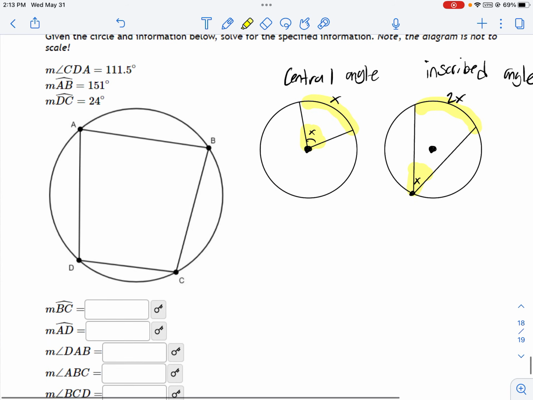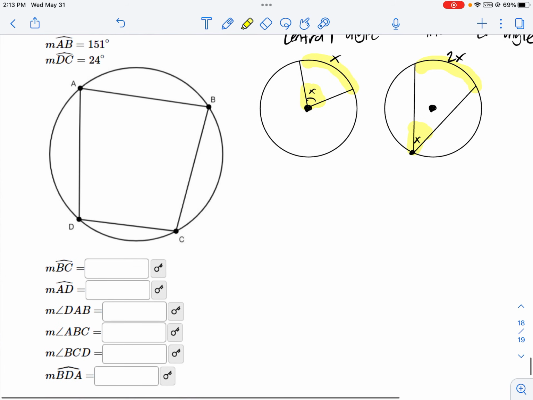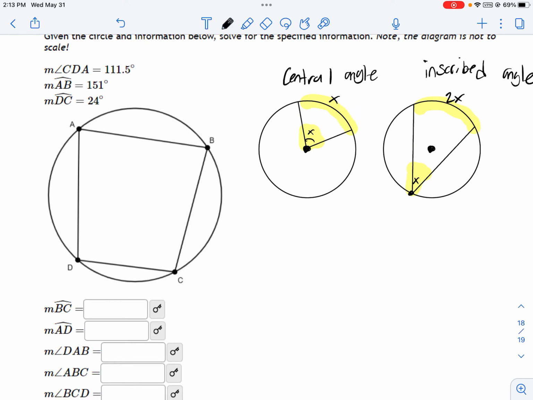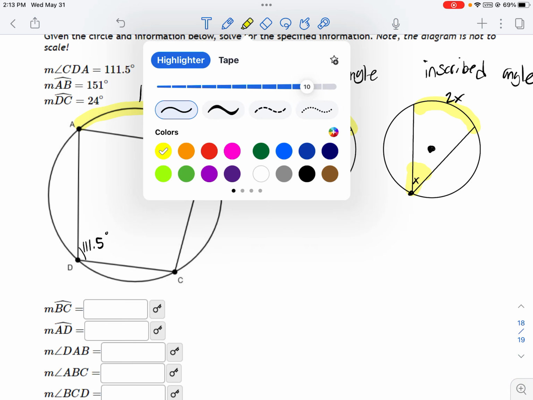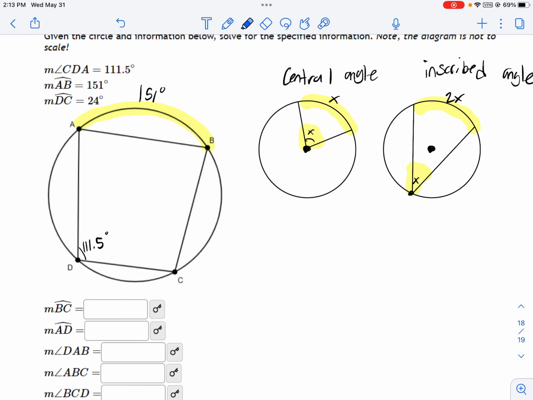Alrighty. So let's look at this. First off, let's just fill in the information we are given. The angle CDA, which will be this little section right there, is 111.5 degrees. Then we have the measure of arc AB right there, that'll be 51 degrees. Then we have the measure of arc DC, which will be that one right down there. We're told that one is 24 degrees.